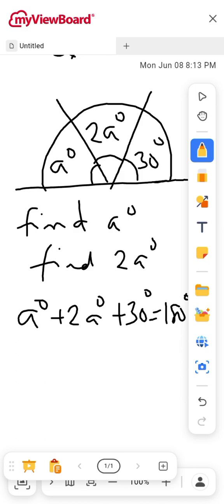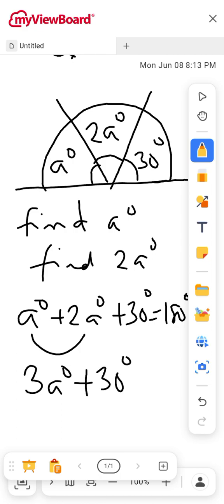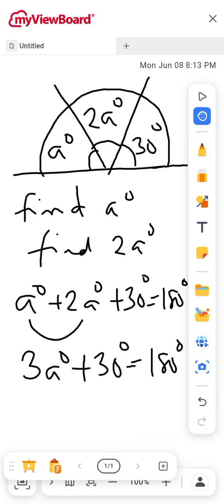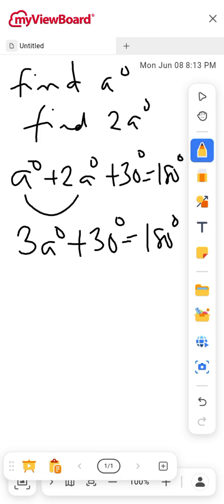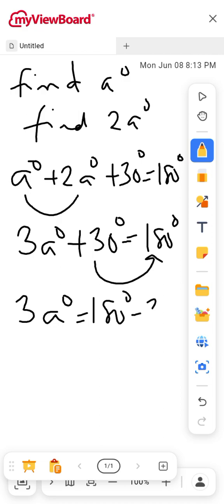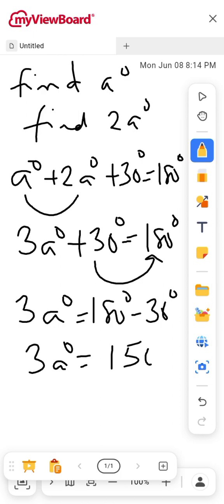Now those things that look alike, you add them together. A plus 2A, they both have A, you collect them, that will be 3A degrees plus 30. You cannot add 30 to it because 30 is an ordinary number. So we later collect like terms. When you collect like terms, 30 can go and meet 180 because they are ordinary numbers. So 3A equals 180 degrees minus 30 degrees. 3A will give us 180 minus 30, that's 150 degrees.